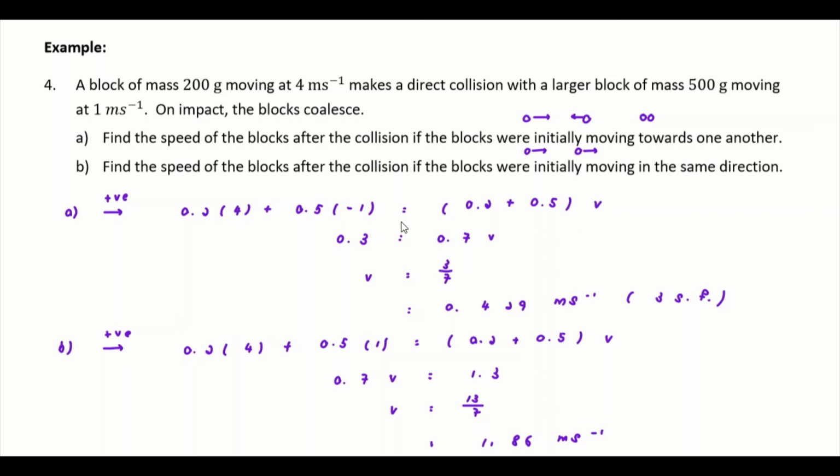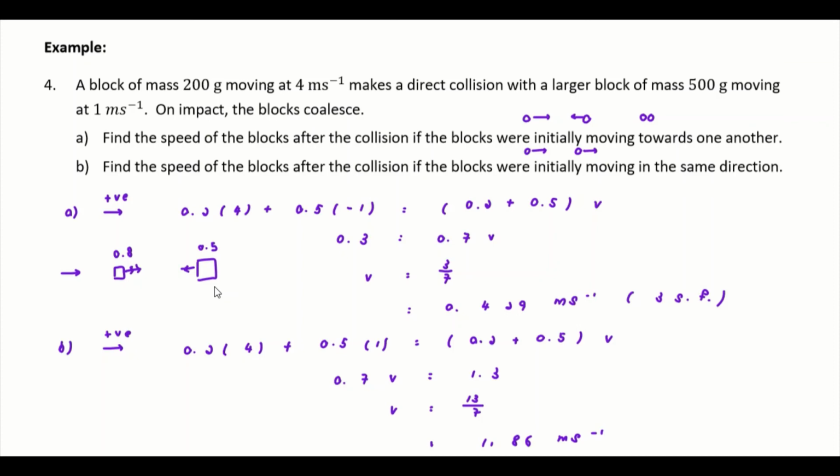Imagine what happened in A: this box is a smaller one but with a faster rate, and this box is a larger one but with a slower rate. Looking at the momentum itself, this is 0.8 and this is 0.5. So when they collide, this creates more momentum. At the end you'll realize that the blocks moved towards this direction because the momentum of the smaller block is bigger, which caused them to move together towards the right-hand side.